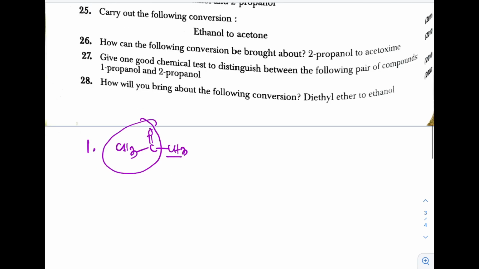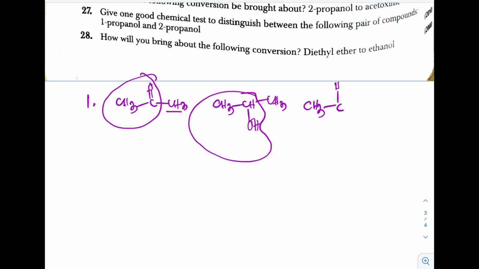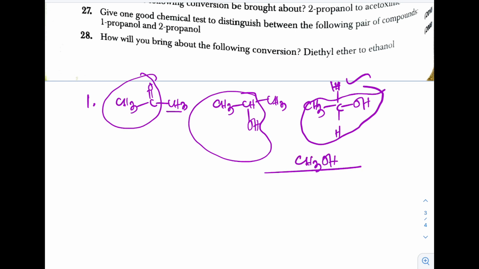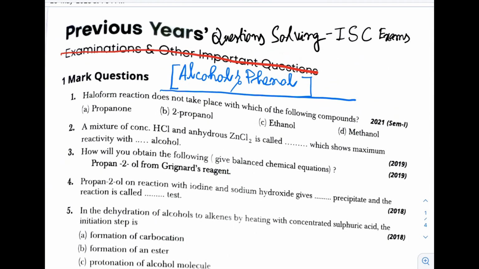Then 2-propanol, this one, has a CH3CHOH group directly attached to carbon, so this will also respond to haloform. Then ethanol contains a CH3CHOH group directly attached to a hydrogen atom, so it will respond to the haloform test. Next, methanol has neither a keto methyl group nor a CH3CHOH group, so of course methanol will not respond to the haloform reaction. Option D is the correct answer.